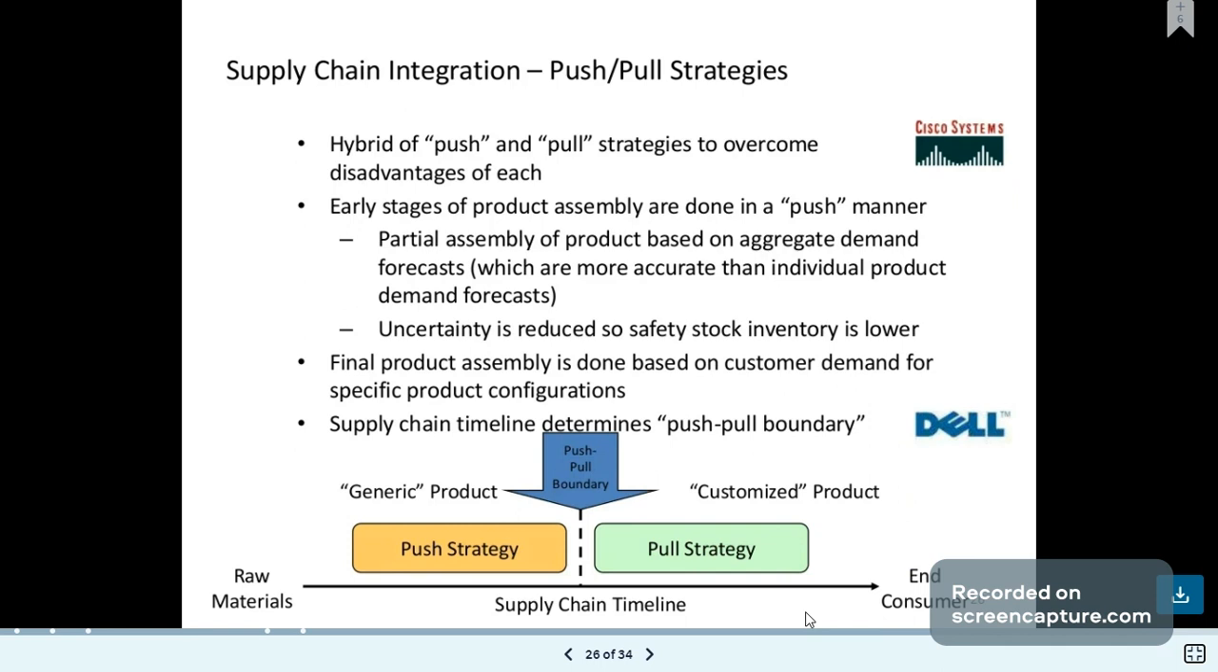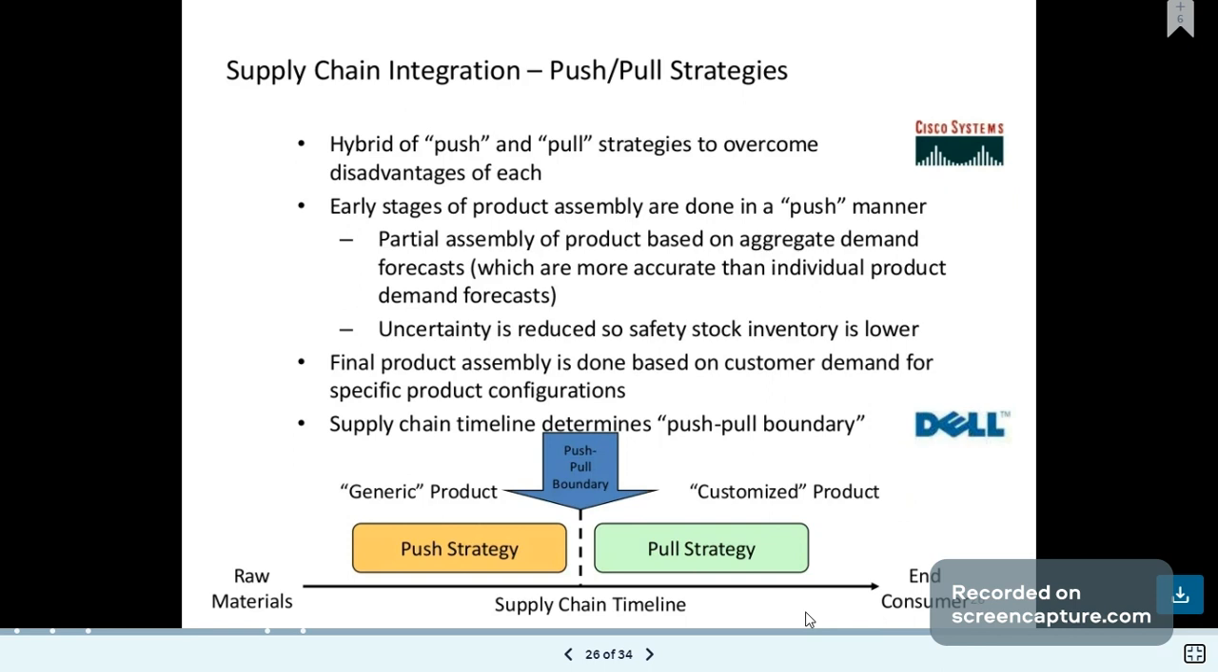Early stages of production and assembly are done in a push manner, with partial assembly of the product based on aggregate demand forecasts, which are more accurate than individual product demand forecasts. Uncertainty is reduced, so safety stock inventory is lower. Final product assembly is done based on the customer demand for the specific product configuration.